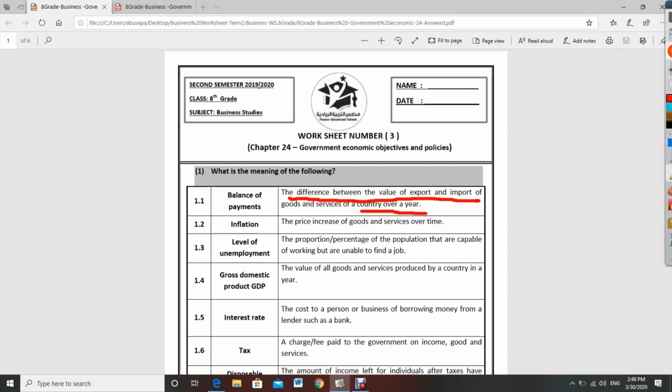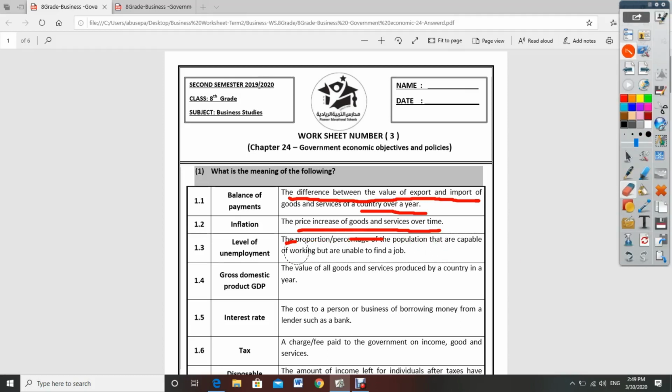The second definition is inflation. Inflation means the price increase of goods and services over time. The third definition is level of unemployment. The level of unemployment is the proportion or percentage of the population that are capable of working but are unable to find a job.